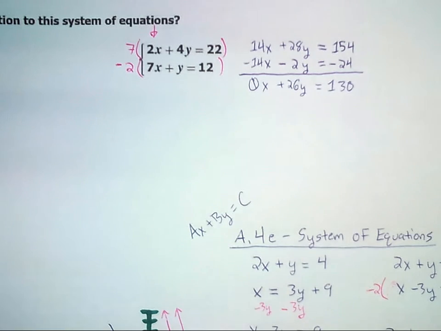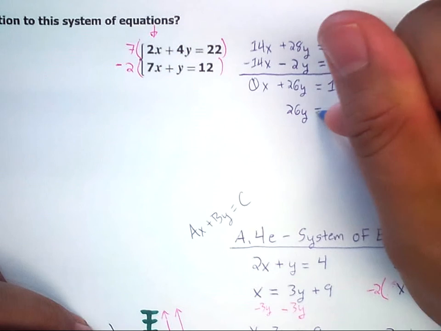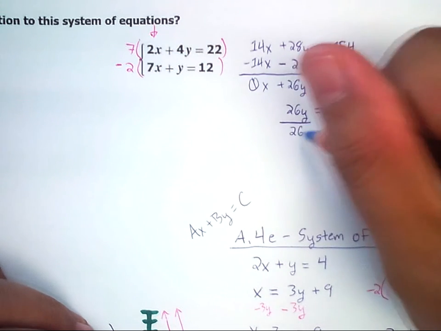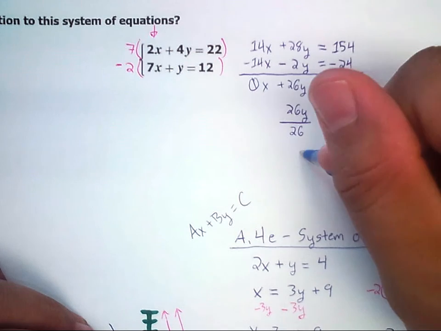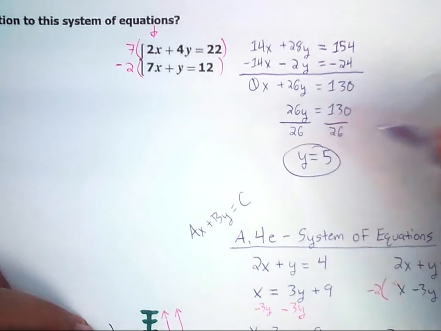Well, that was pretty nice. Now, again, the 0 times x cancels out, so really we're just left with 26y equals 130. To solve that, I'm going to divide both sides by 26, and typing that in your calculator, you're going to get y equals 5.